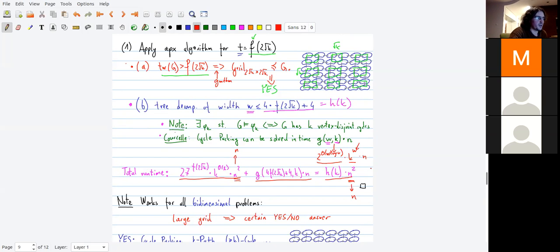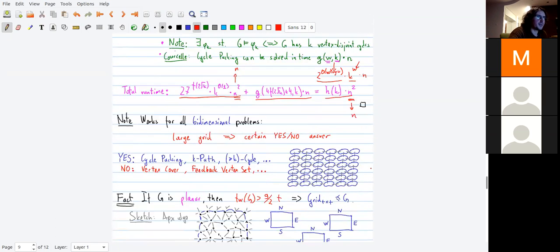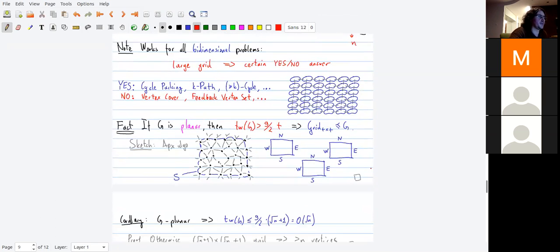Okay, good. So let's see where we can apply the same principle. This essentially works for all problems that are so-called bidimensional. Bidimensional is not really a well-defined notion, but essentially this means that if there is a large grid in my graph, then I have a certain yes or no answer. So for instance, this works for cycle packing because we've got those cycles.